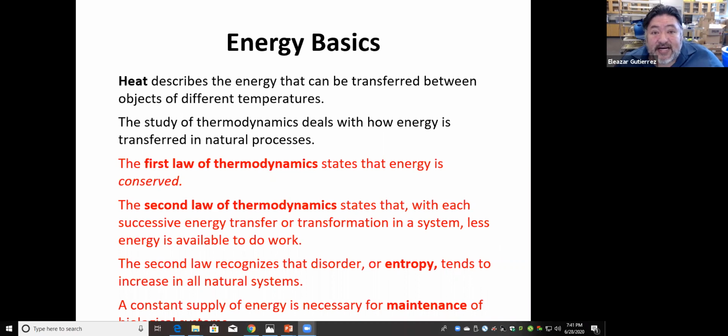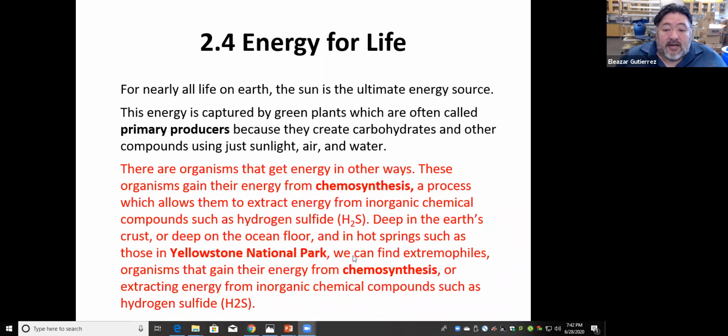And if you don't recognize that we're order, think about the hierarchy of life. Organelles are organized into cells. Cells are organized into tissues. Tissues are organized into organs. Organs are organized into organ systems, and organ systems are organized into organisms. So we are nothing but pockets of organization.